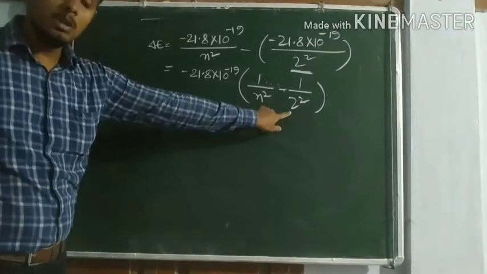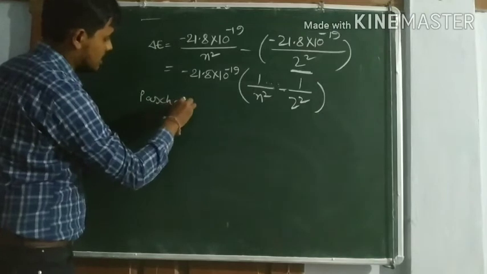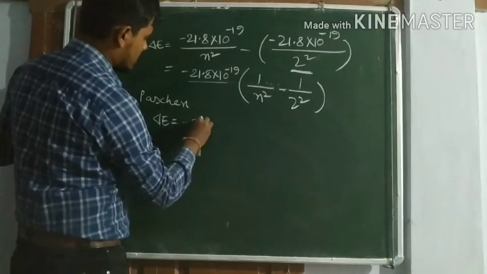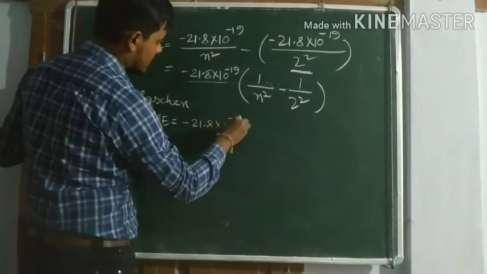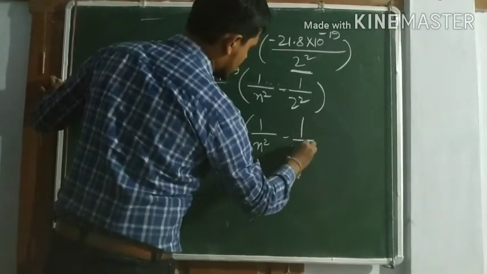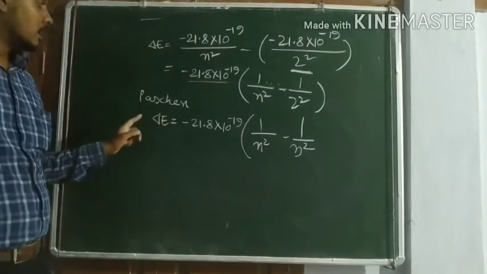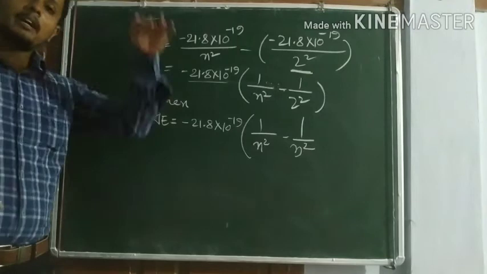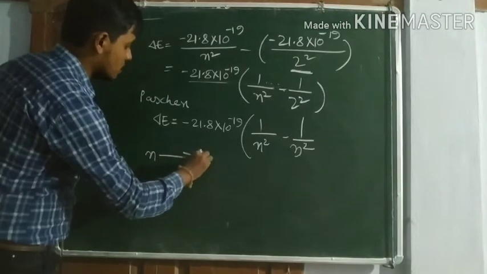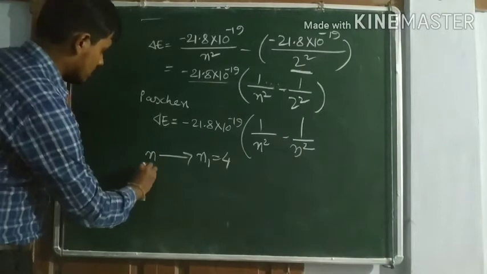Similarly, if we consider the Paschen series, delta E will be minus 21.8 into 10 to the power minus 19 times 1 by n square minus 1 by 3 square. Now, instead of coming from a higher level to n equals 3, the electron can come from a higher level to n equals 4. In that case, we get something called the Brackett series.